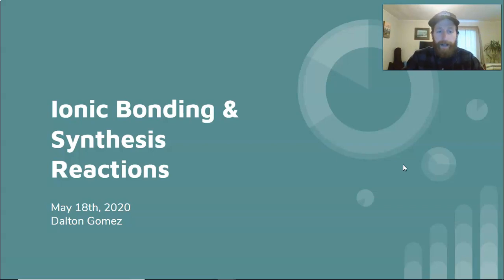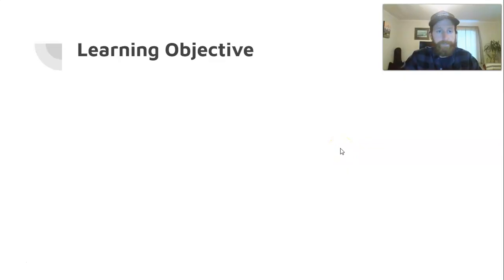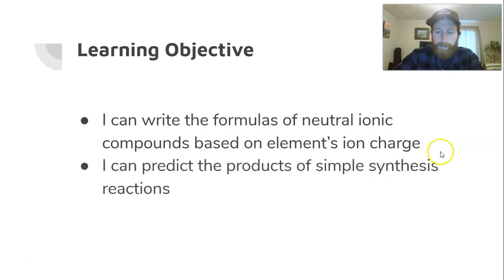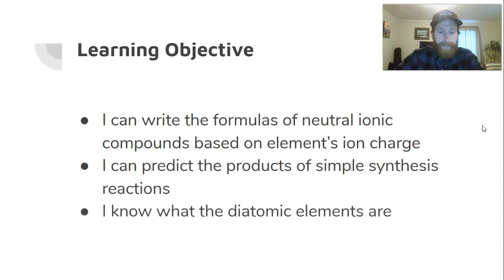Today we're going to be talking about ionic bonding and synthesis reactions, so let's jump into it. First of all, some learning objectives. I can write the formulas of neutral ionic compounds based on elements' ion charge. I can predict the products of simple synthesis reactions. And I know what the diatomic elements are.